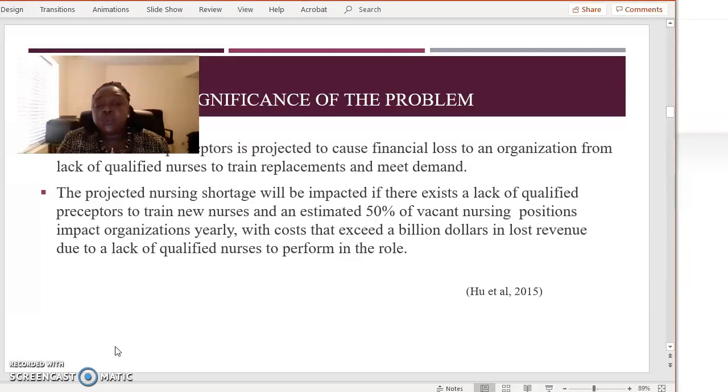Another area which brings out the problem is that a decline in nurse preceptors is projected to cause financial loss to an organization. There is also a projected nursing shortage if we don't have enough preceptors to teach nurses.